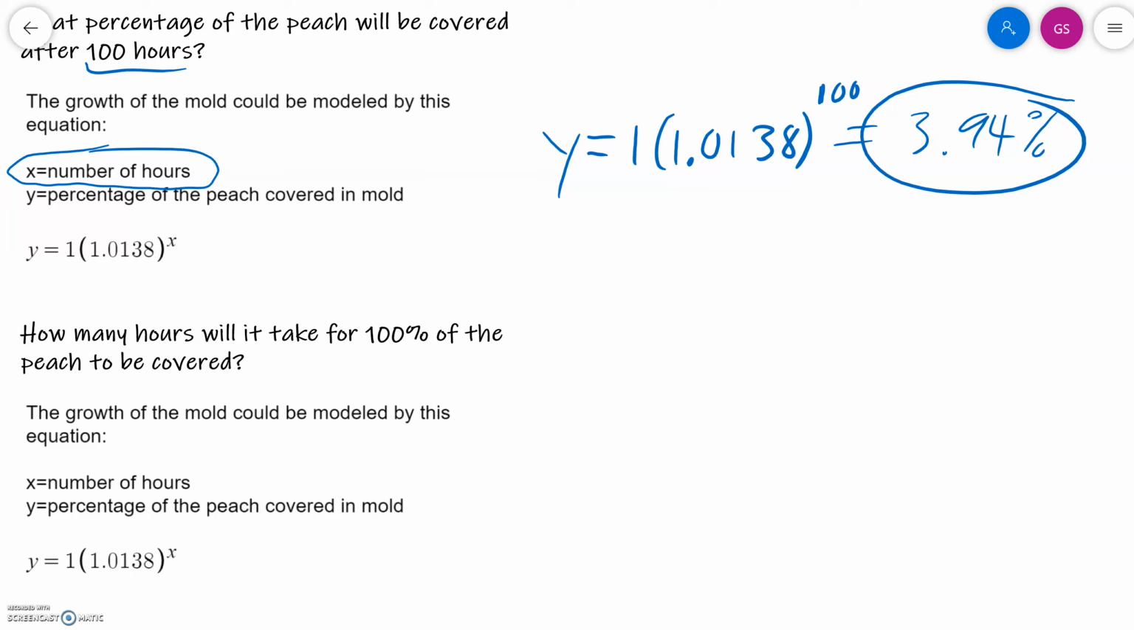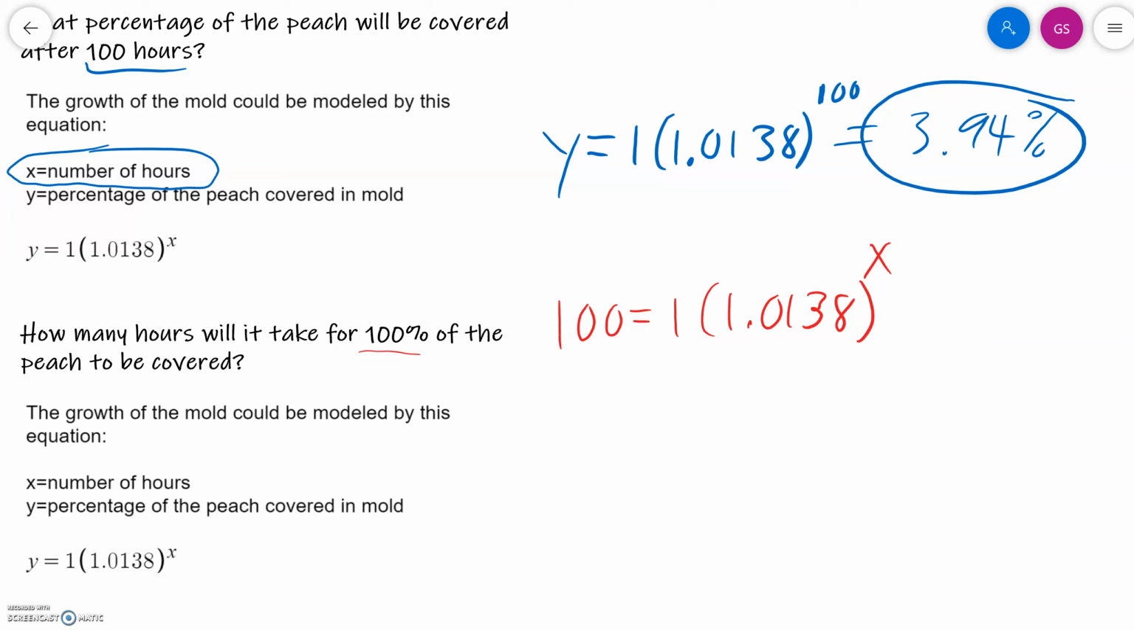Okay, let's take a look at the second problem. So same equation, same number, but we're talking about 100% here, and we're trying to go back to figure out the number of hours. So in this case, it's 100 equals 1 times 1.0138 to the power of x. So I don't know what x is. That's what I'm trying to solve for. So the hundreds is a different part of the equation.